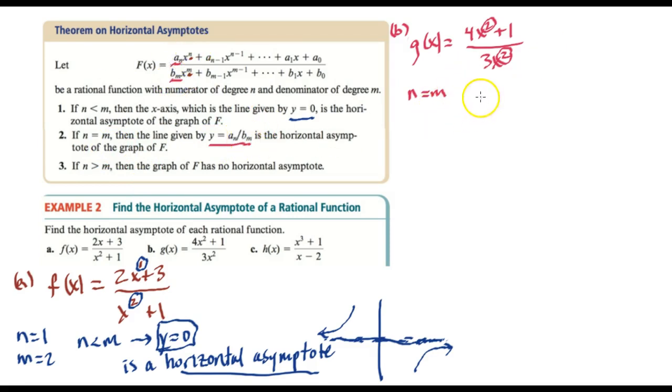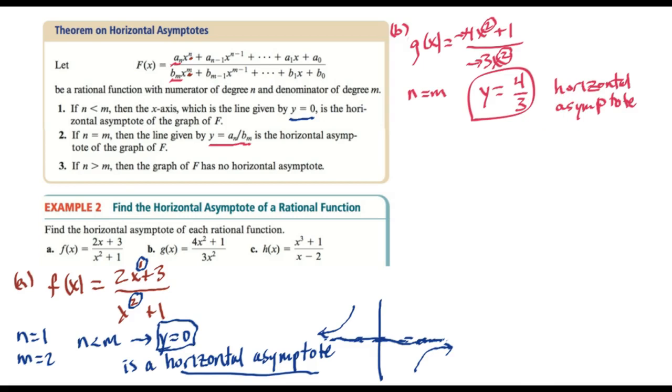So the horizontal asymptote would be a sub n over b sub m. So that would be 4 over 3, looking at these two coefficients. So 4 over 3 is our horizontal asymptote. Okay, so we have our horizontal asymptote. Since the exponents for the leading terms are equal, we just look at the ratio. So we have our horizontal asymptote for the case n equals m.